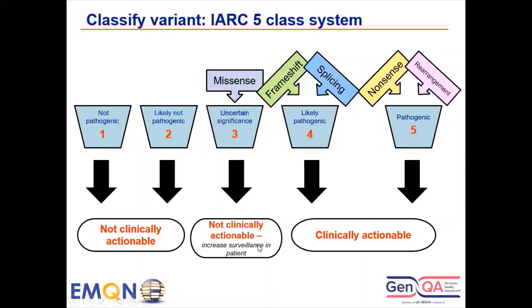Variants that are classified as class 3 are clinically not actionable. So what we advise there is that surveillance should be based on the family history and the personal history of the patient. It does not mean that we did not identify something of importance, but we just cannot use it for clinical implications. Then we have the not pathogenic or the likely not pathogenic variants. These are not clinically actionable, and we do not mention them in the reports.